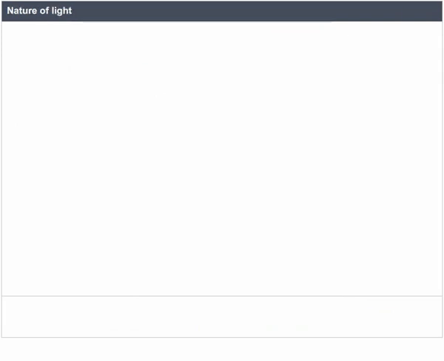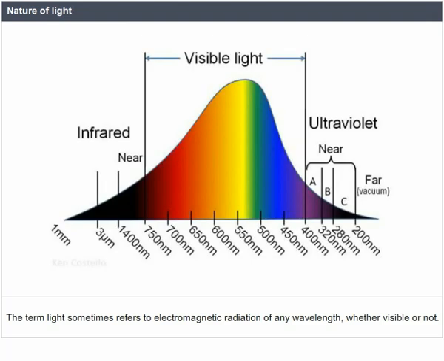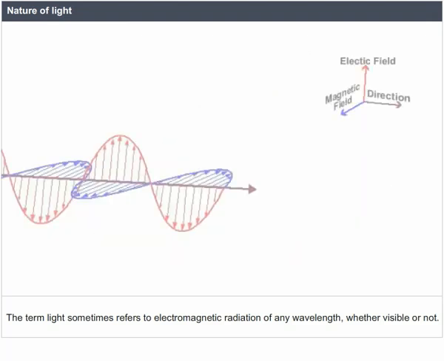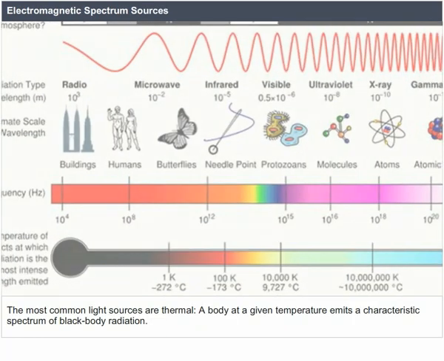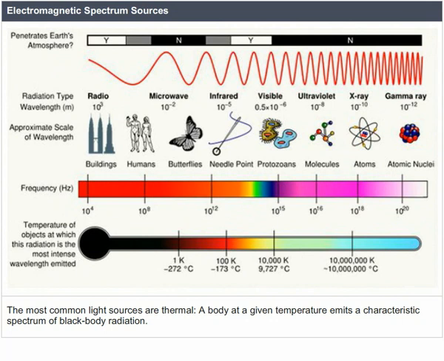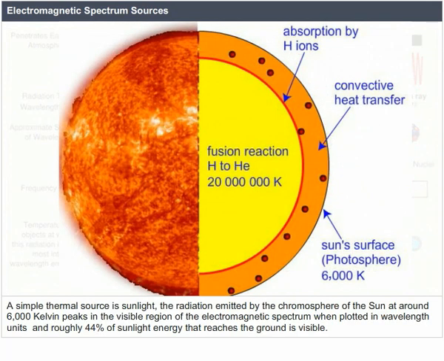Nature of light. The term light sometimes refers to electromagnetic radiation of any wavelength, whether visible or not. Electromagnetic spectrum sources. The most common light sources are thermal. A body at a given temperature emits a characteristic spectrum of black body radiation. A simple thermal source is sunlight.